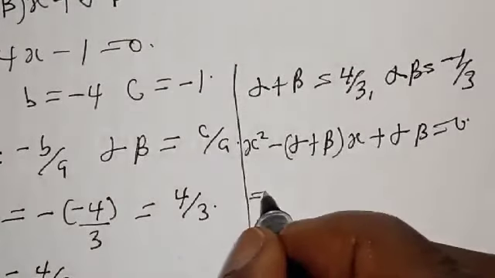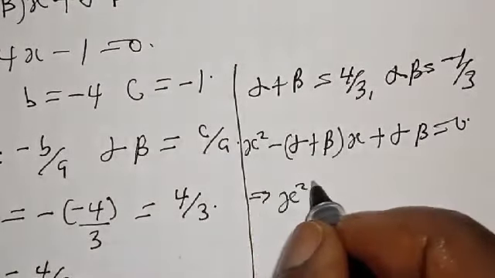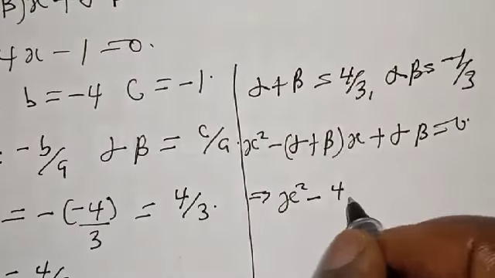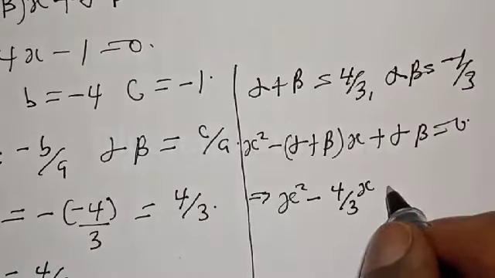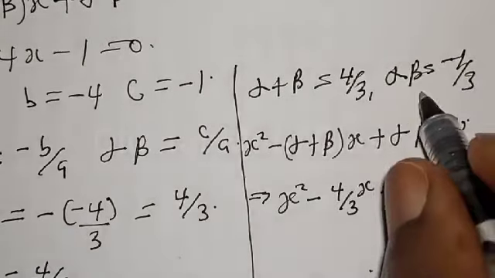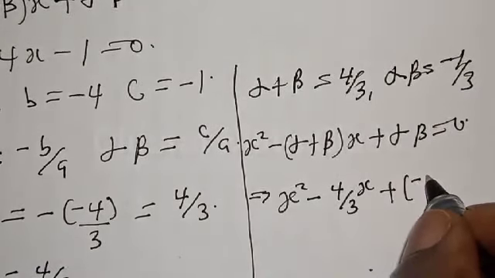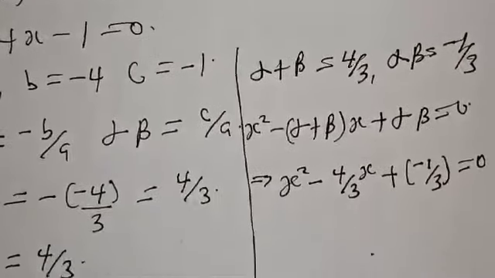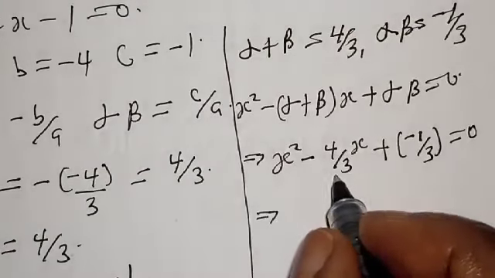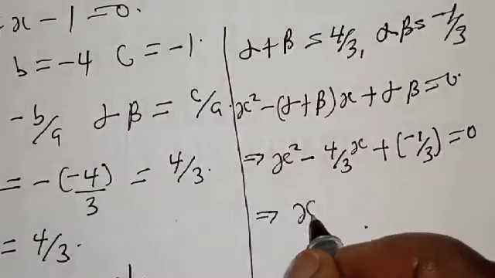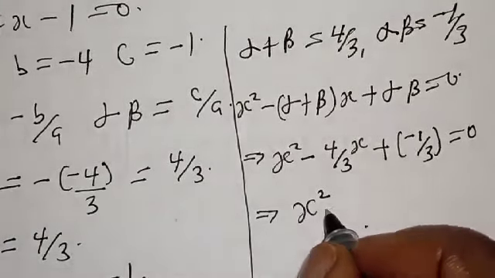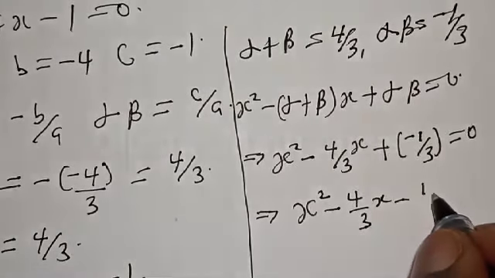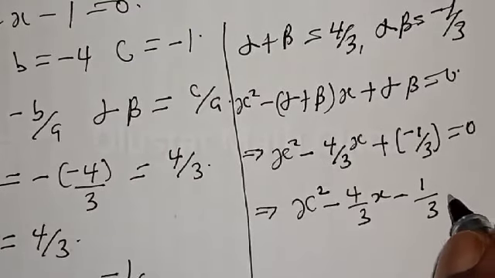Now, this implies that we have s squared. What is our alpha plus beta? We have minus 4 over 3s, then plus our alpha beta, which is minus 1 over 3, equal to 0. Now, this implies that we have s squared minus 4 over 3s minus 1 over 3 equal to 0.